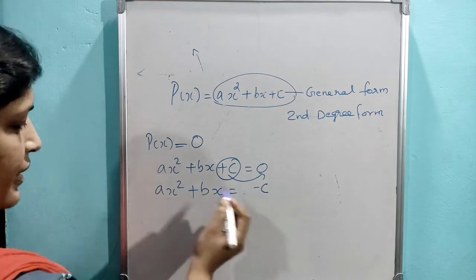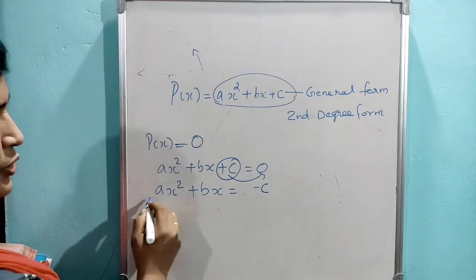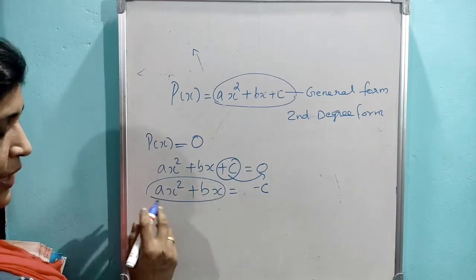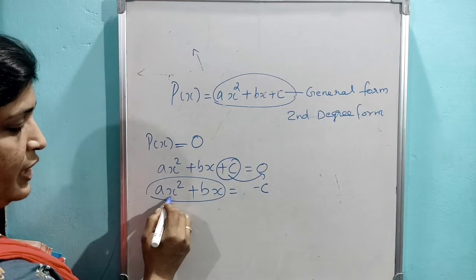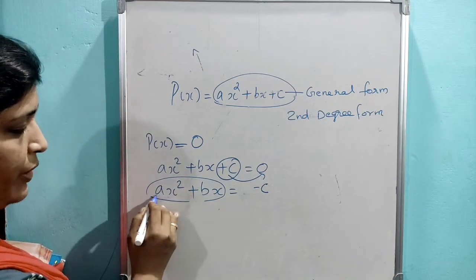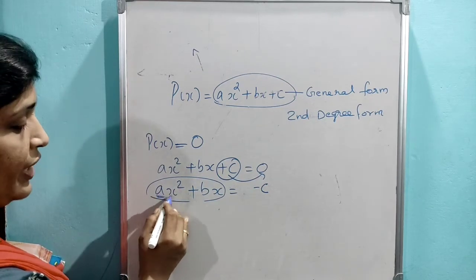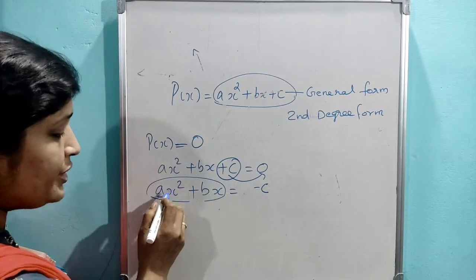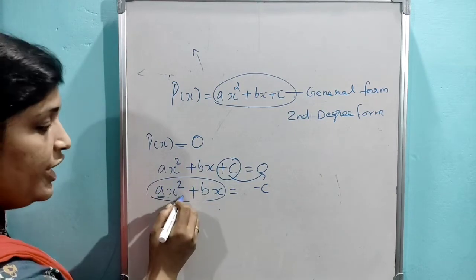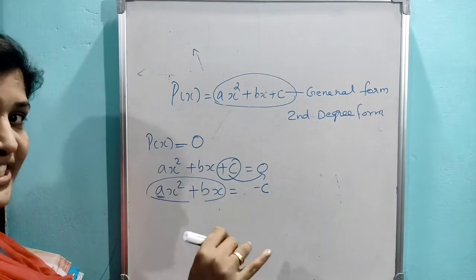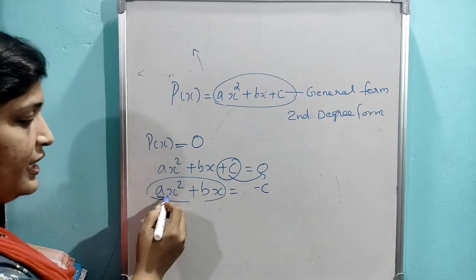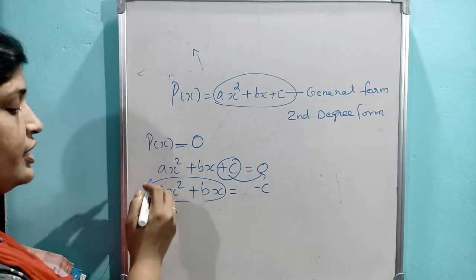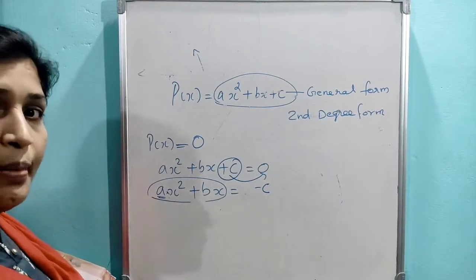What is the next step? Next we need to make this a perfect square. For that, we first need to change the coefficient of x square to 1. Here the coefficient of x square is a. How do we change it to 1? Divide throughout the equation by a. The present coefficient is a, so to change the coefficient to 1, we just divide the equation throughout by a.